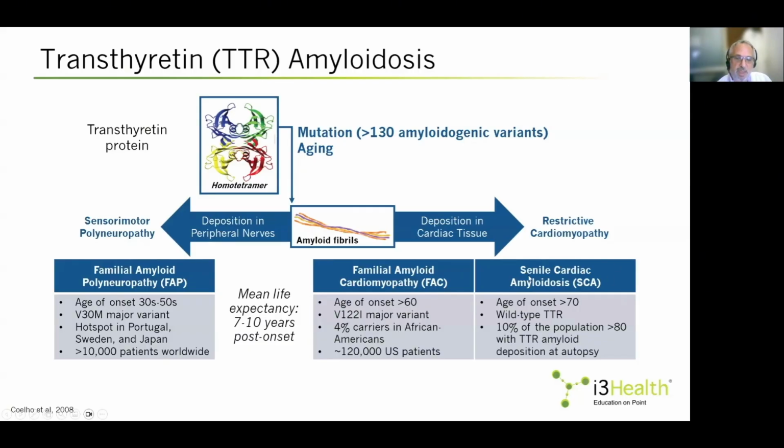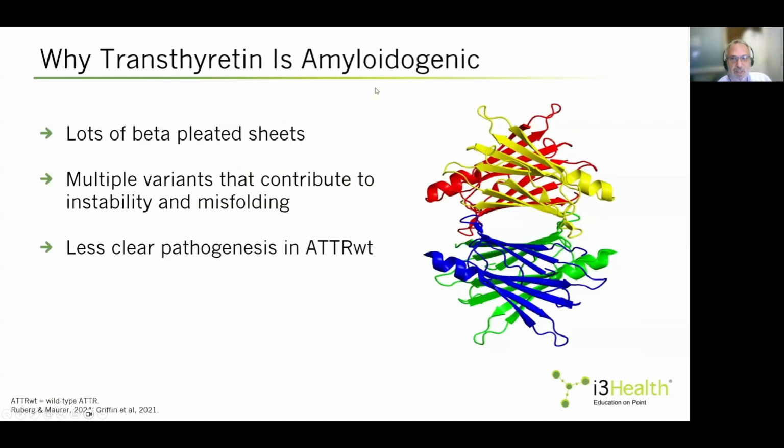And then there's so-called age-related or wild-type TTR that we're not talking about today, but is the dominant form of cardiac amyloidosis seen because of the aging of the population. So why is transthyretin, a prealbumin protein, amyloidogenic?